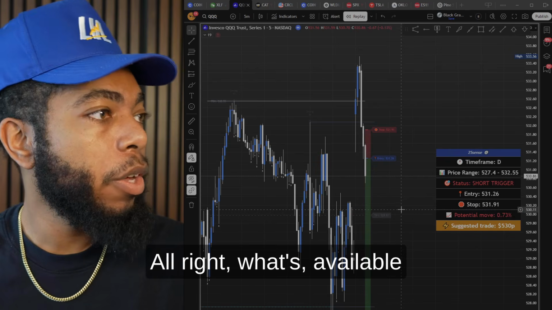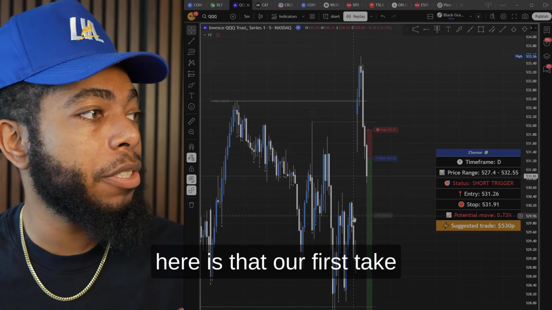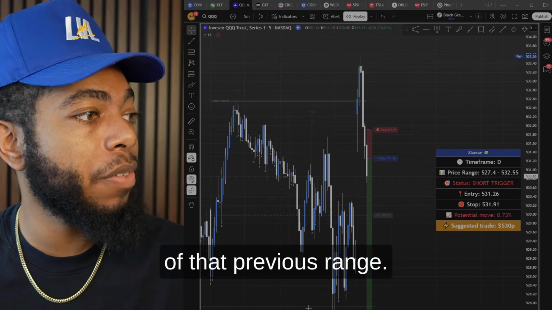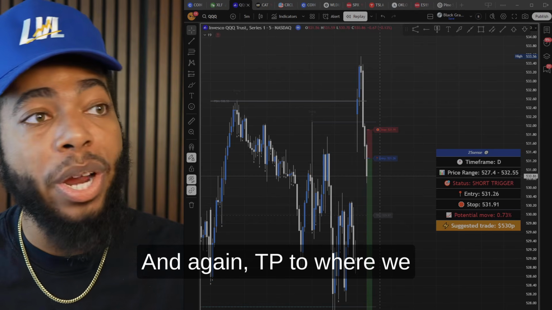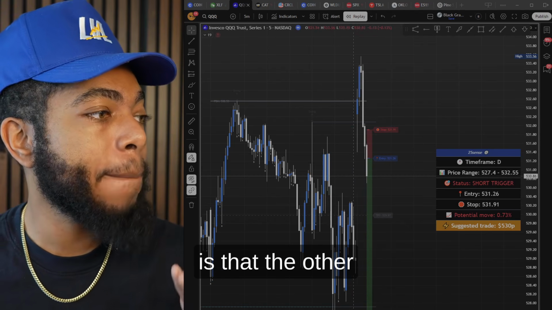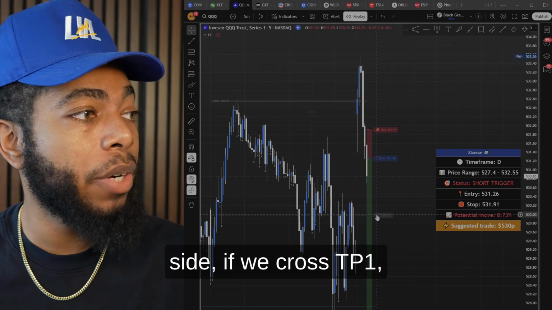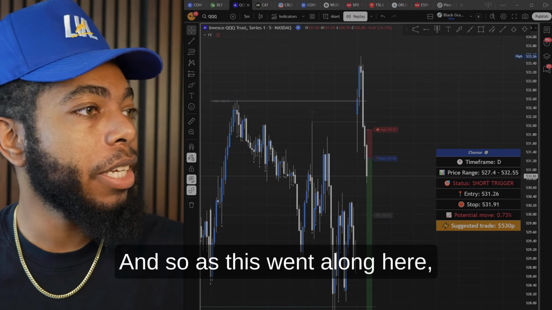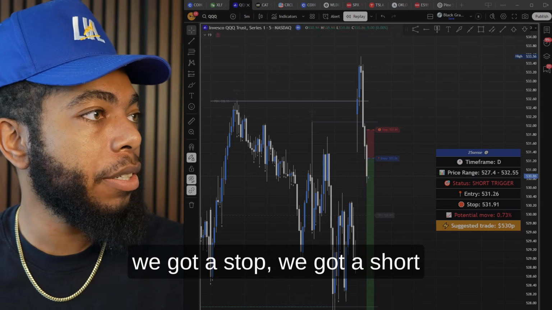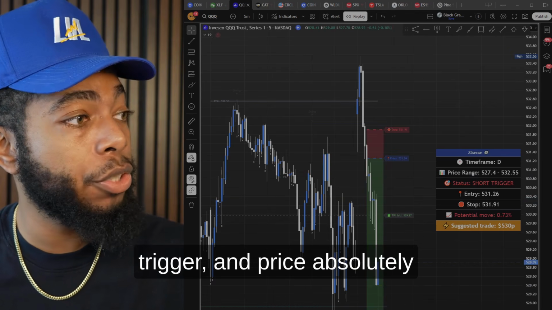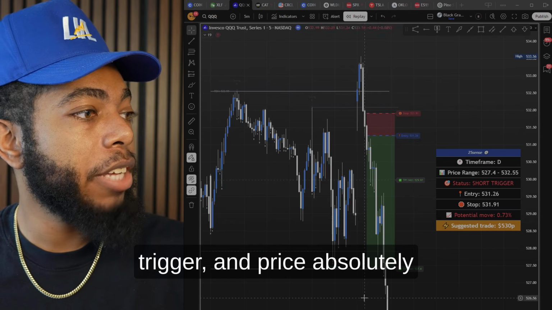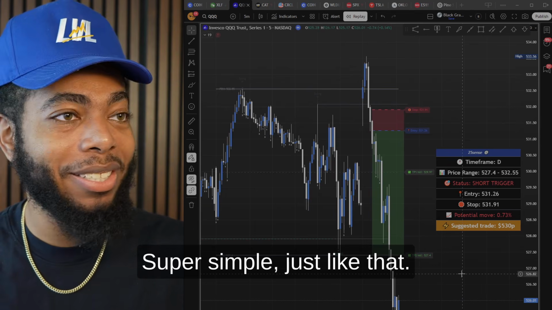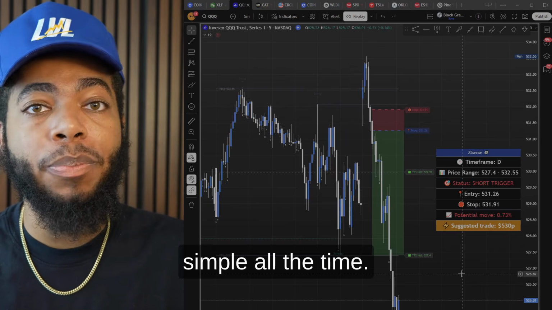What's available here is that our first take profit from this level would likely be the 50% level of that previous range. And again, TP2, where we really want this trade to go, is at the other side. If we cross TP1, it increases the likelihood of us getting to TP2. And so as this went along here, we got a short trigger, and price absolutely collapsed here, right? Super simple. Just like that. And it happens this simple all the time.